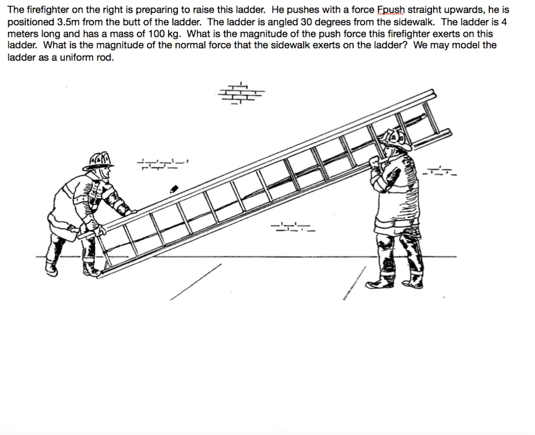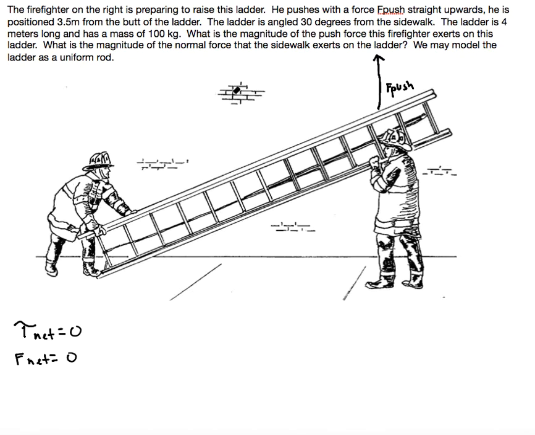Okay, so we see that this ladder is not rotating and it's not accelerating. So we can say that it's in equilibrium, which will mean that the net torque is equal to 0 and the net force is also equal to 0. So let's draw in these forces, and we see here straight upwards we have F push that this firefighter is exerting on the ladder.